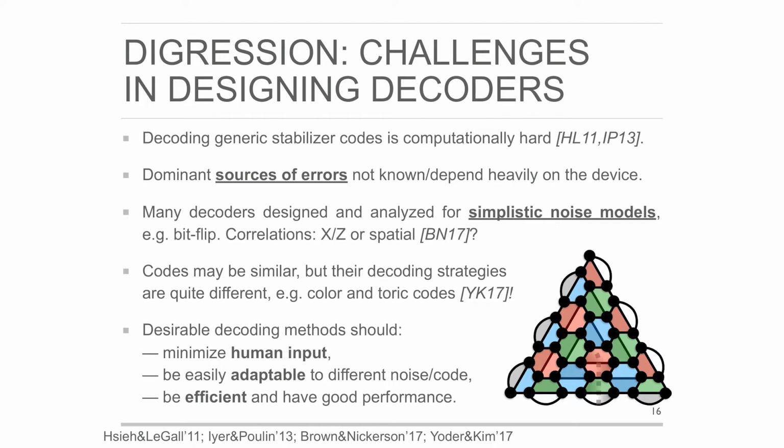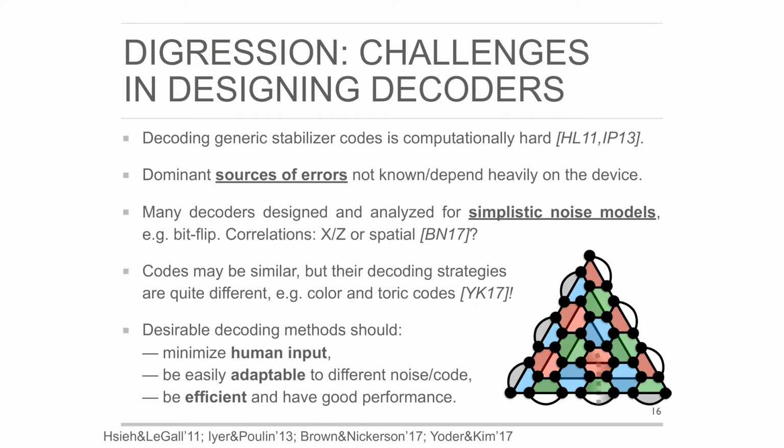At the same time, the decoders we analyze and design, such as the one I just talked about, are usually designed for very simplistic noise models. For instance, the bit flip noise model. But then a natural question would be, can we easily incorporate correlations between the errors? For instance, if we have correlations between X and Z errors, or maybe some spatial correlations. But that's difficult to do.